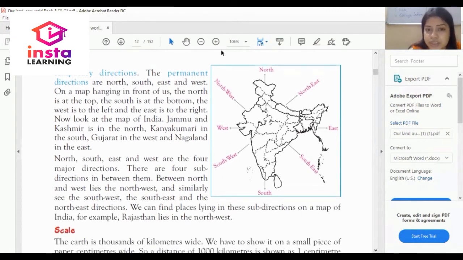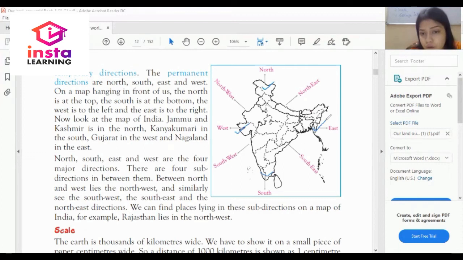Dear student, as you can see in my screen, this is the map of India. So on a map hanging in front of us, अगर आपके सामने या मेरे पास कोई मैप है जो मेरी बुक पे दिख रहा है, तो हम उसको कैसे स्टडी करेंगे, चलिए आइए देखते हैं. The top of the map is the north direction. The bottom of the map is the south direction. So the west is to the left and the east is to the right of you.